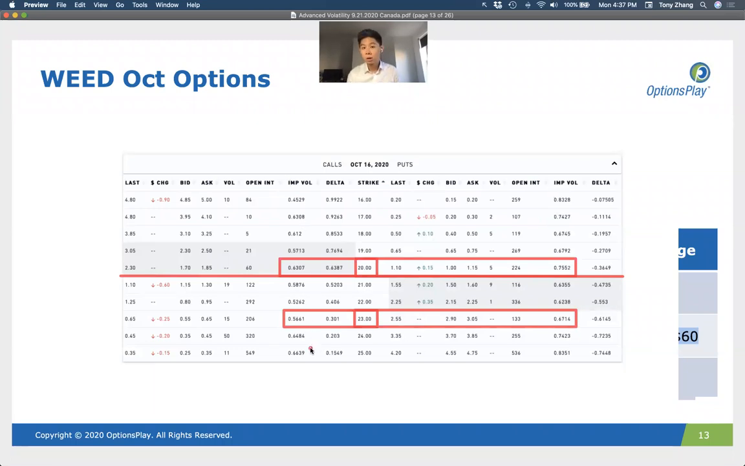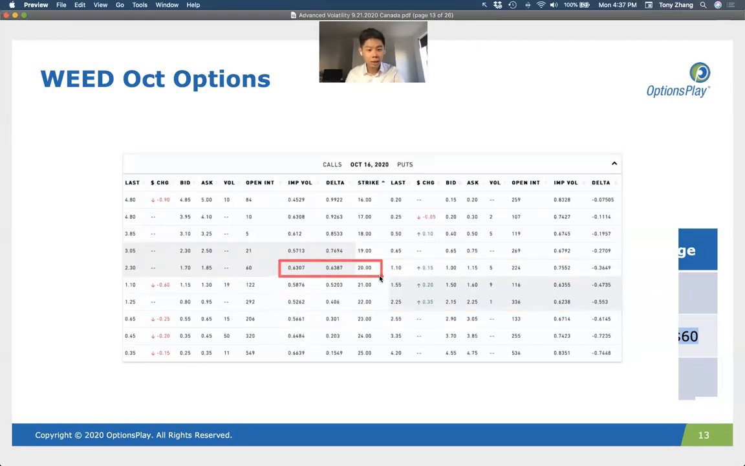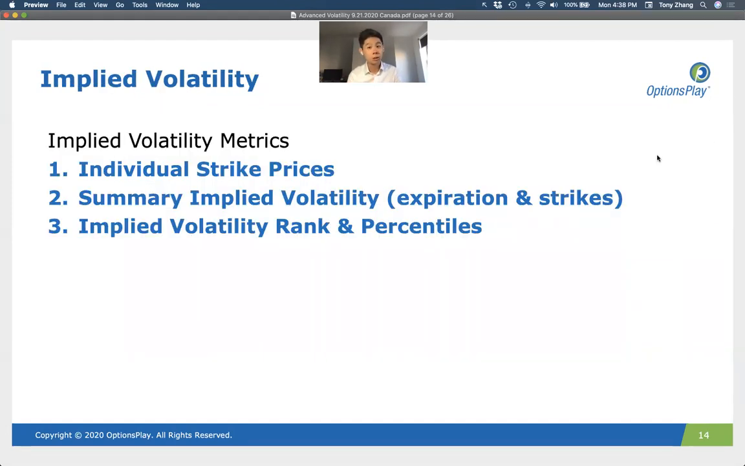But it takes a long time to really understand this stuff, and to be comfortable understanding where Weed options are today versus where they were a week ago. Is 63% volatility for an at-the-money call option cheap or expensive? Was it 65 last week? Was it 80 last week? Was it 30 last week? These are all the things that we need to know, but it's impossible to track these things in your head. And that's why options traders turn to implied volatility metrics to give us a better understanding of whether an option is cheap or expensive. So what I want to do is break down and be clear: when we talk about implied volatility, there are a lot of different forms of implied volatility.